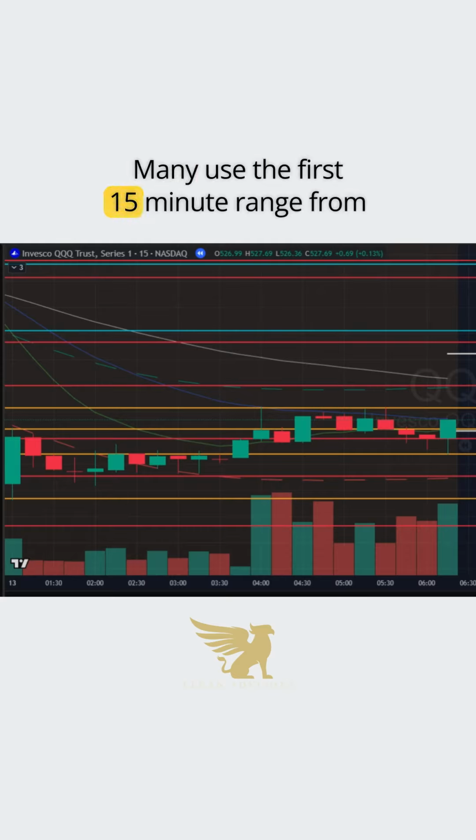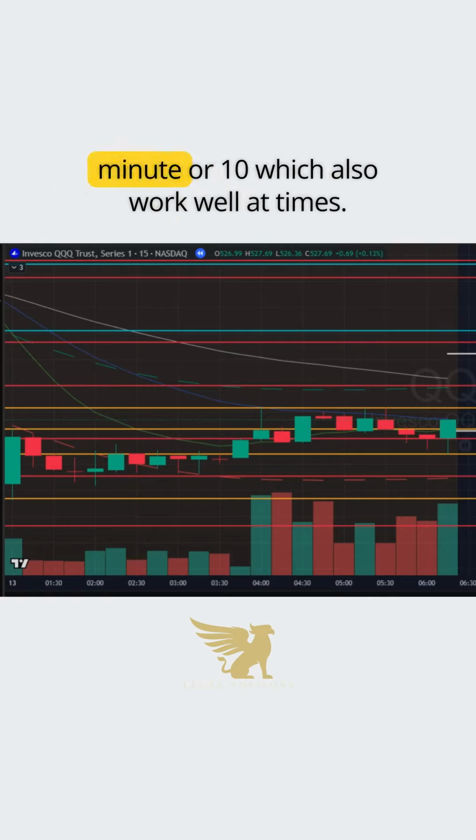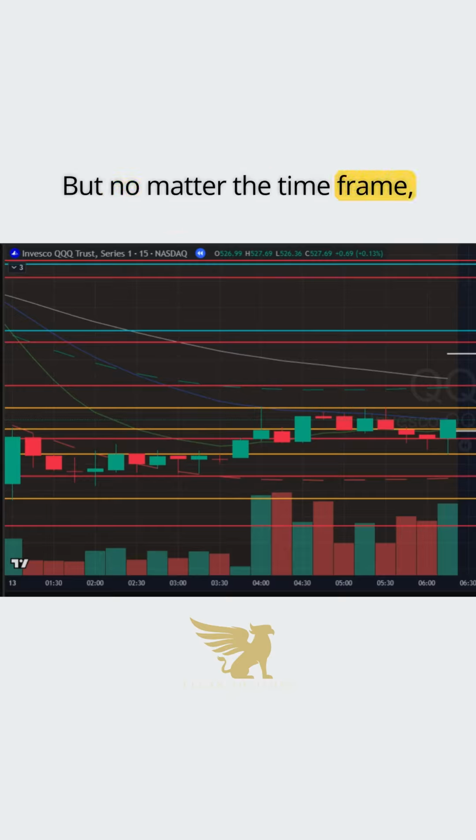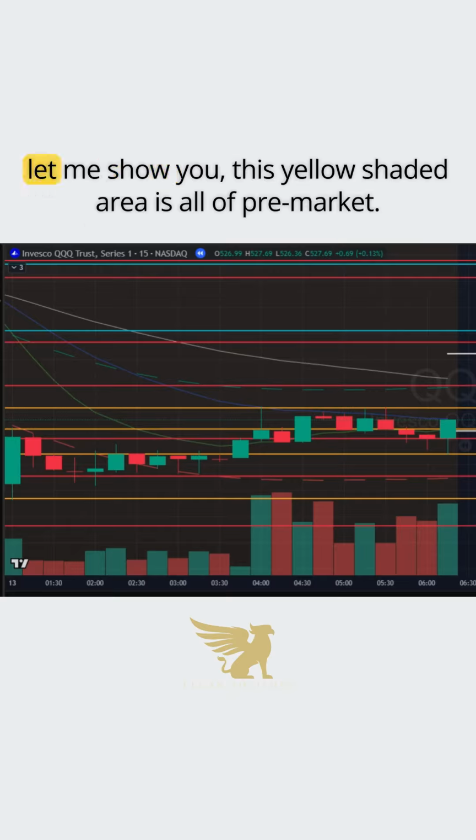Many use the first 15-minute range from open, which is fine for less aggressive traders. Some more aggressive try the 5-minute or 10, which also work well at times. But no matter the time frame, you want to first mark your pre-market opening range levels before the market actually opens. Let me show you.